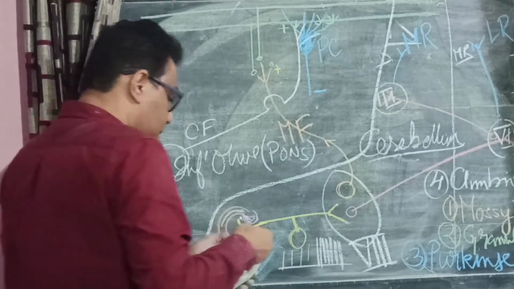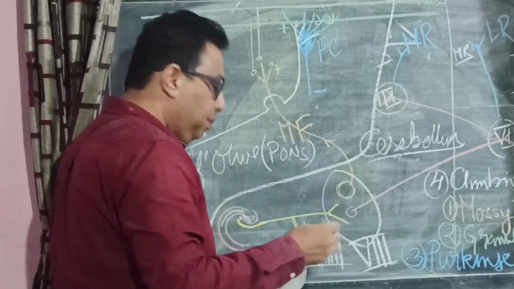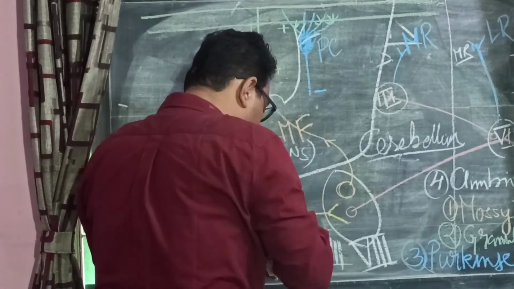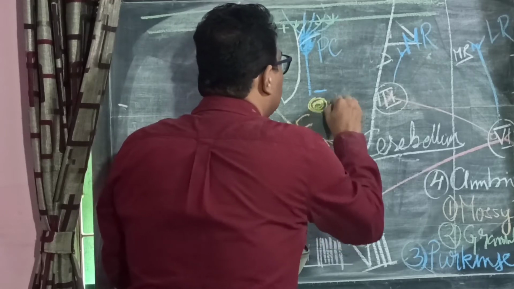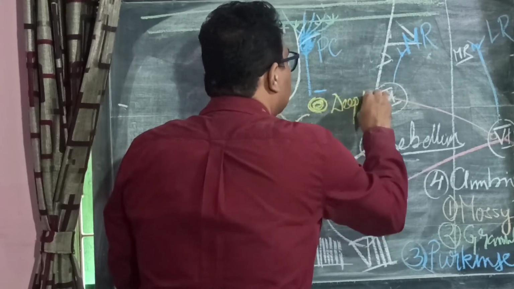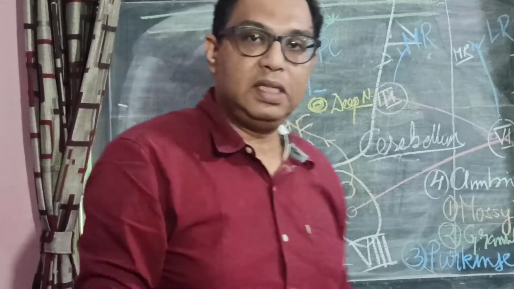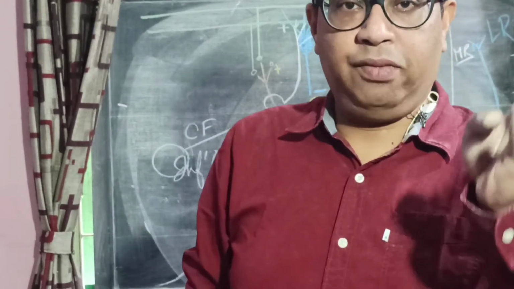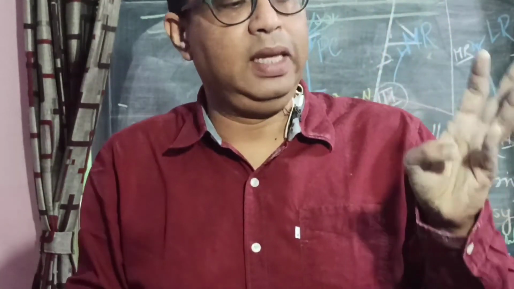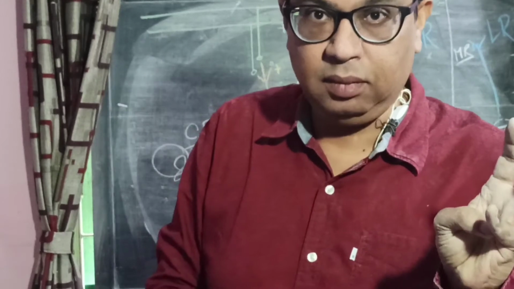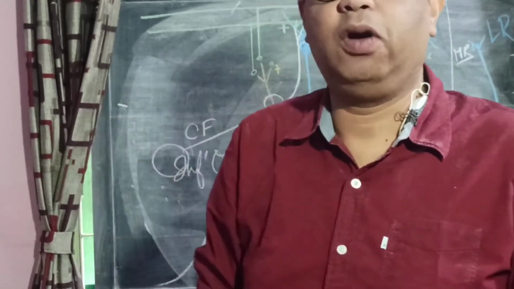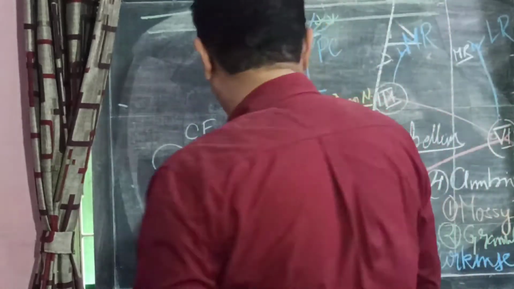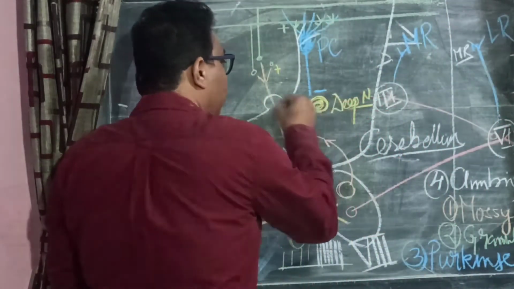And where do they synapse? They will synapse on the deep nuclei of the cerebellum. The deep nuclei of the cerebellum are fastigial, then globose, then emboliform and dentate. Globose and emboliform together form the interposed nuclei. So there are four deep nuclei.